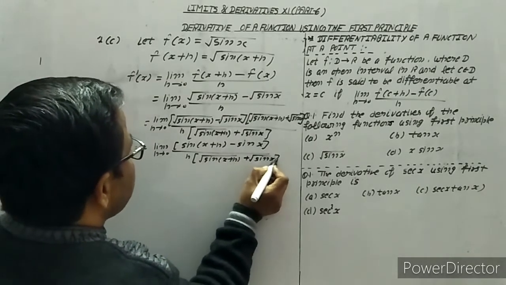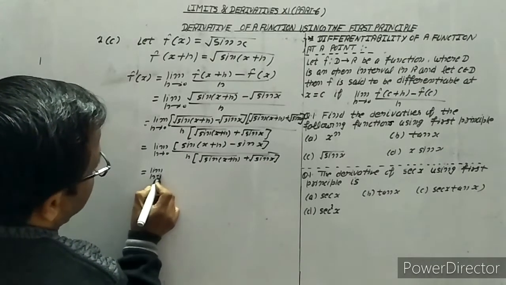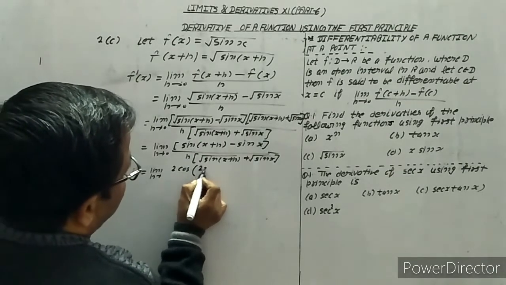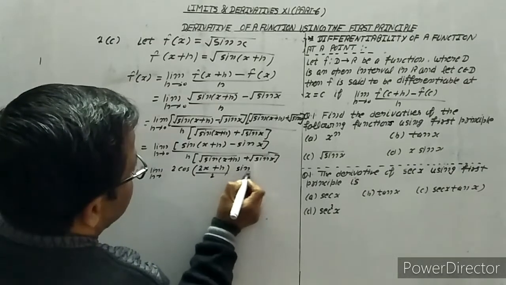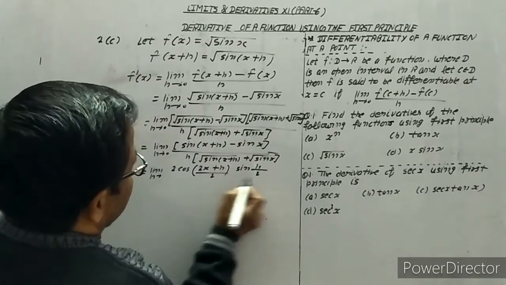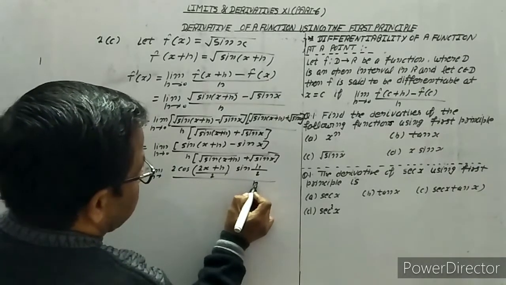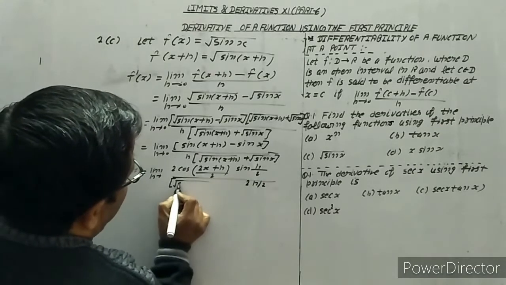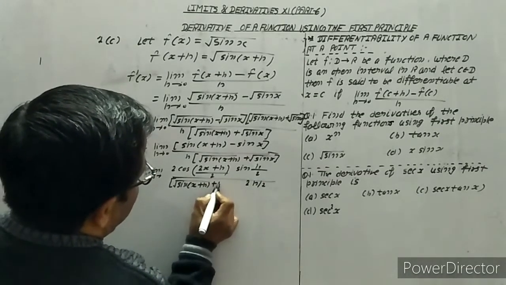Now sin C minus sin D. What is the rule? The rule is 2 cos (C+D)/2 sin (C-D)/2. This becomes 2 cos((2x+h)/2) sin(h/2). To make it h by 2, multiply by 2 and divide by 2, and this term stays as it is: root sin(x+h) plus root sin x.